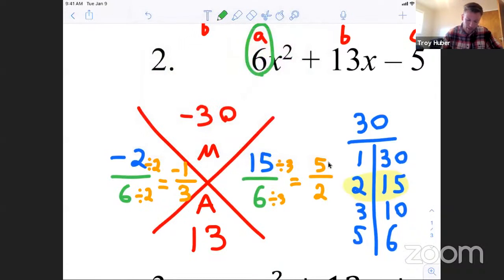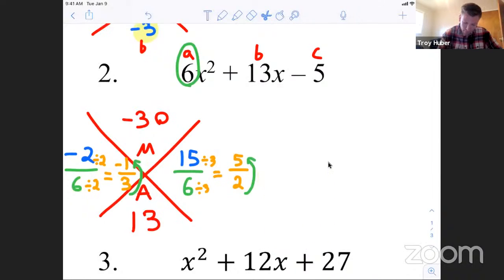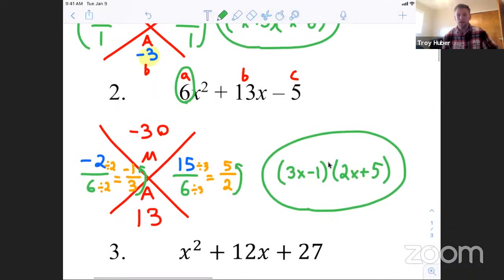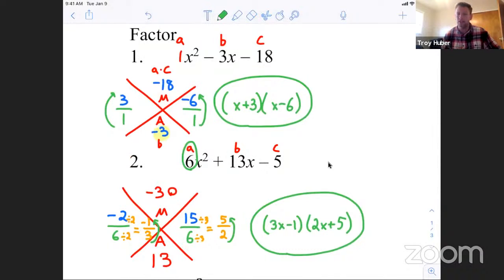And our last step is just write your completed factored form. We write from the bottom to the top. So I would have 3x minus 1, and then 2x plus 5. And this would be our factored form. So you can see there was one extra little step at the end where we had to simplify when that leading coefficient or that A value is not 1. All right, but pretty much the exact same steps in numbers 1 and 2, which is why I like using that X method.